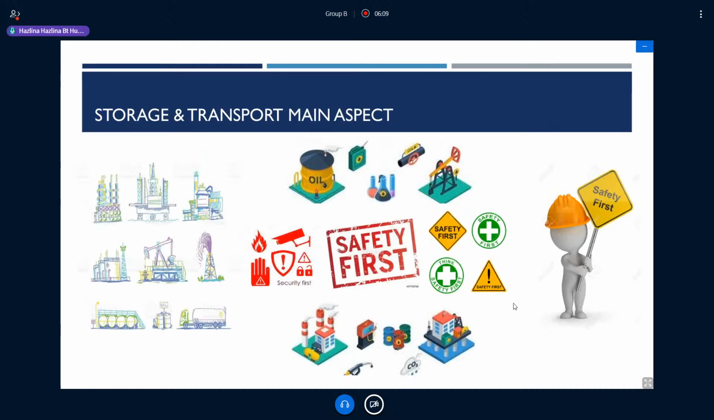On top of that, whether you are looking at the storage part or even the transportation part, of course, the oil and gas are flammable compounds. Therefore, safety will always come first when we look into the storage and the transportation matter or aspects of this oil and gas.